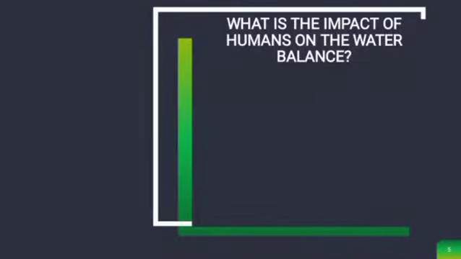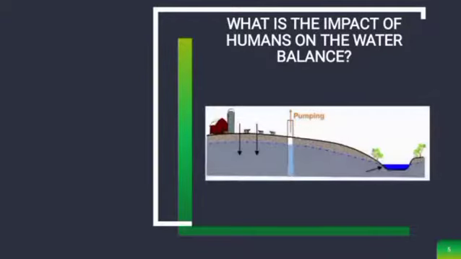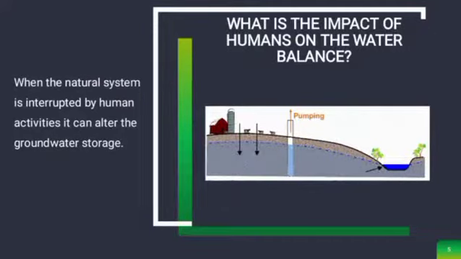So kanina nabanggit natin yung mga factors na pwedeng makaapekto sa pagbabago ng groundwater storage. So today, ang pupukasan natin is what is the impact of humans on the water balance. When the natural system is interrupted by human activities, it can alter the groundwater storage.